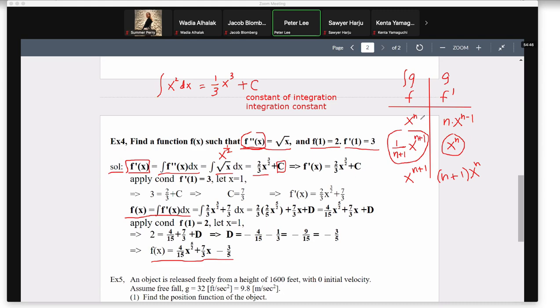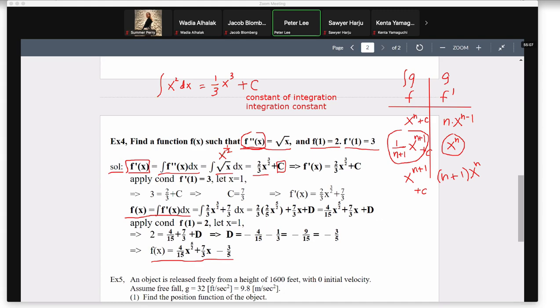And of course, we should have a plus c here. Plus c could be any constant. Everywhere, no matter what, an antiderivative will always have a plus c.